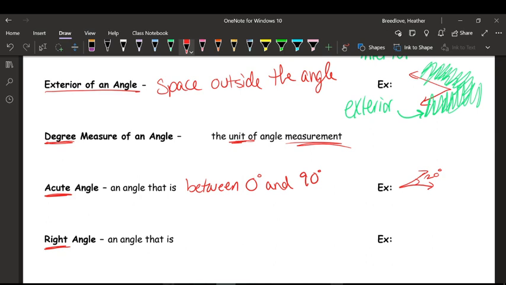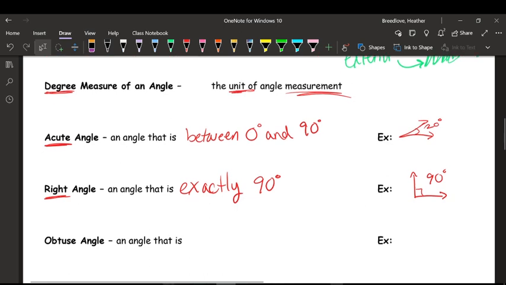A right angle is an angle that is exactly 90 degrees. It can't be off even by like 1/10 of a degree. It has to be exactly 90 degrees. And it makes a corner. And there's a reason I use the word corner, and we'll get to that later, probably tomorrow. 90 degrees. It's a right angle, it makes a corner. And we put a little box inside, and that means 90 degrees.